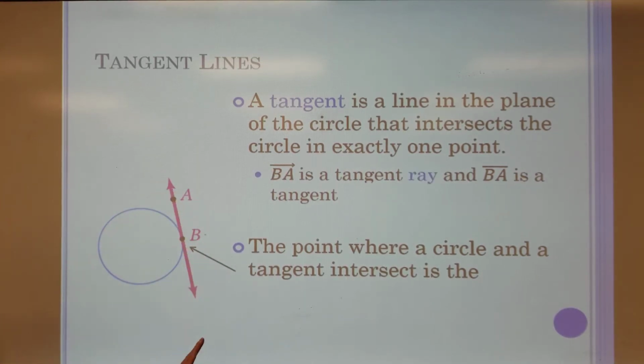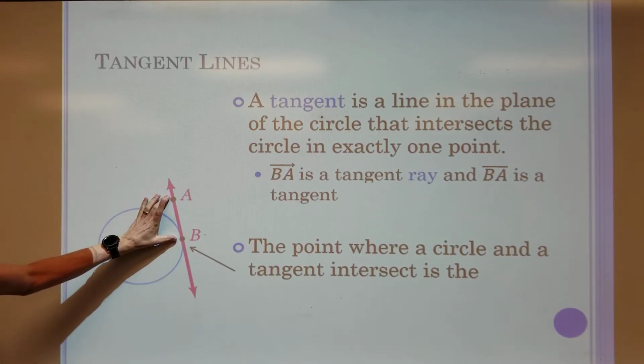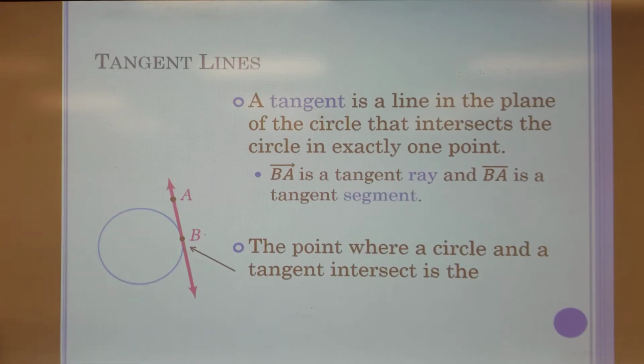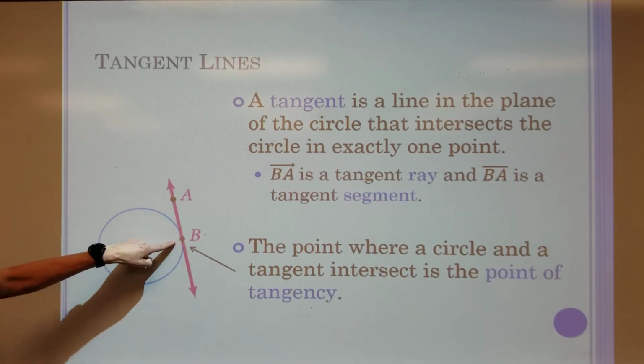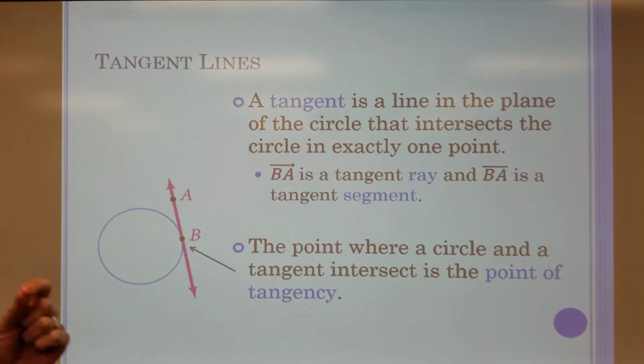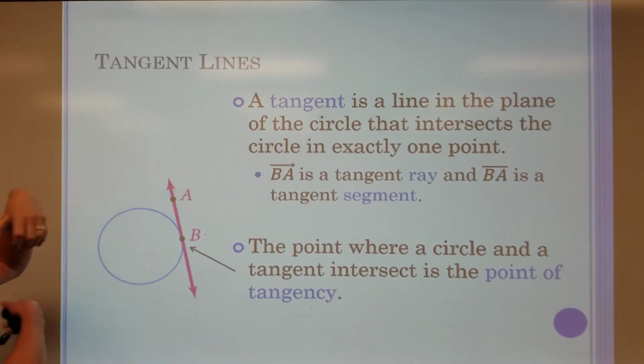All right? We say that BA is a tangent ray. BA is a tangent segment. BA with a double arrow would be a tangent line. And the point B, where it touches, is referred to as the point of tangency. So there's a little bit of vocabulary there. We're going to try our best to focus on using the correct words and notations. We're going to deal with rays and segments and lines.